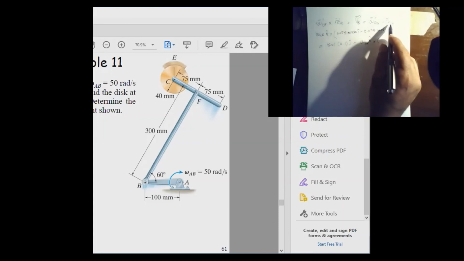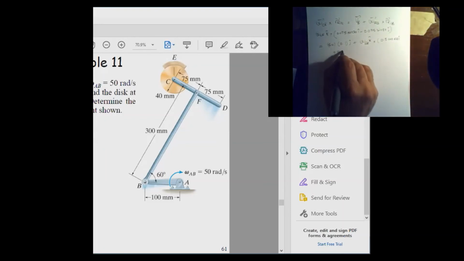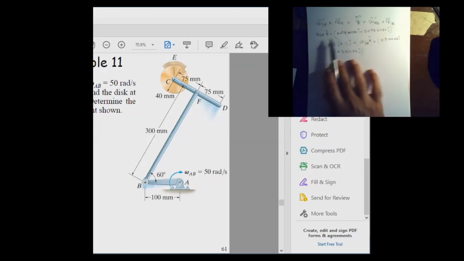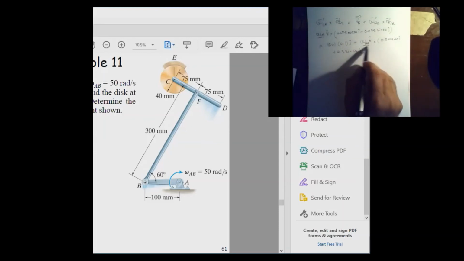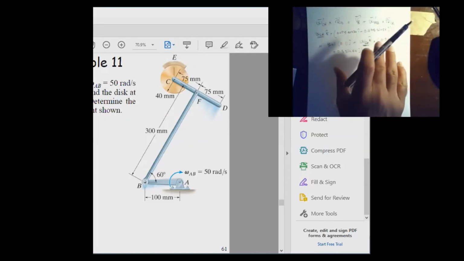Cross RF with respect to B, which is directly given to me as 0.3 cosine 60 i plus 0.3 sine 60 j. I'm going to let you continue this. What remains is you just put the i's together and then the j's together. You have two equations and two unknowns, and you solve for omega CF and then omega BF. You will get exactly the same result as the one that we just did. I'm going to keep this as an exercise because we are running out of time.